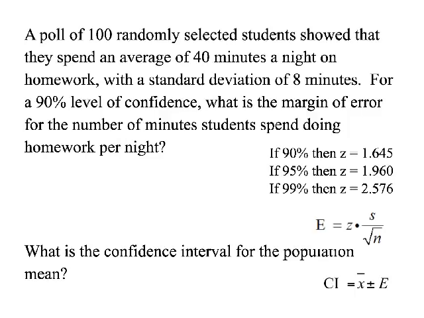So what we're going to do here is use this formula right here. E stands for margin of error. Z stands for the z-score for a 90% level of confidence. And S stands for standard deviation, and N stands for sample size.